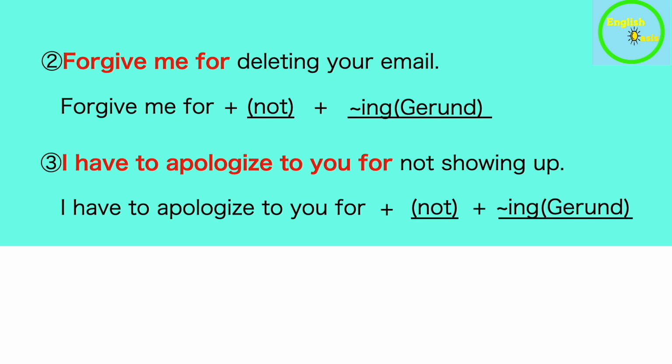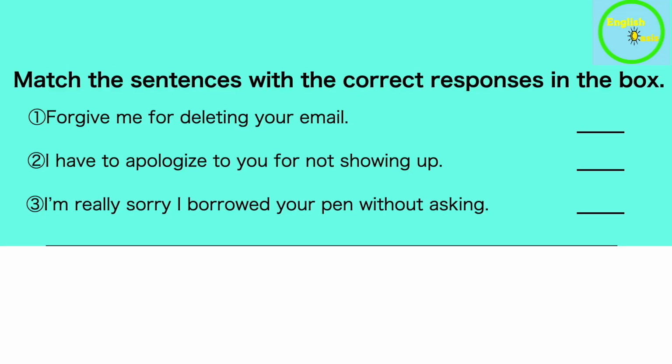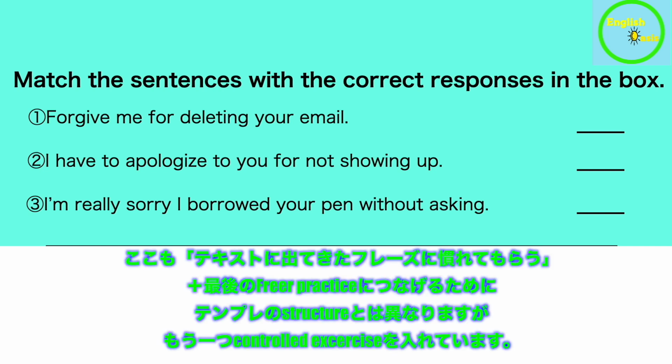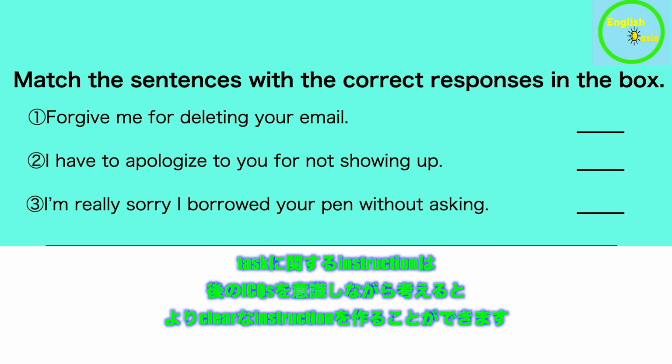Next, let's check the meaning with an activity. So now, please match the sentences with the correct responses in the box. They are the same sentences as the last activity. Please choose the best response for each. There's only one answer for each. Each response is used only once. And you don't have to write full sentences. You can just write a letter. And I'll give you 2 minutes to do it.